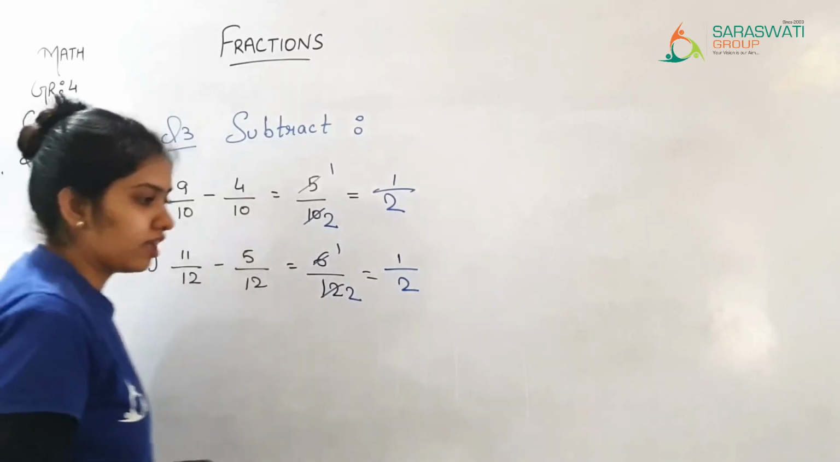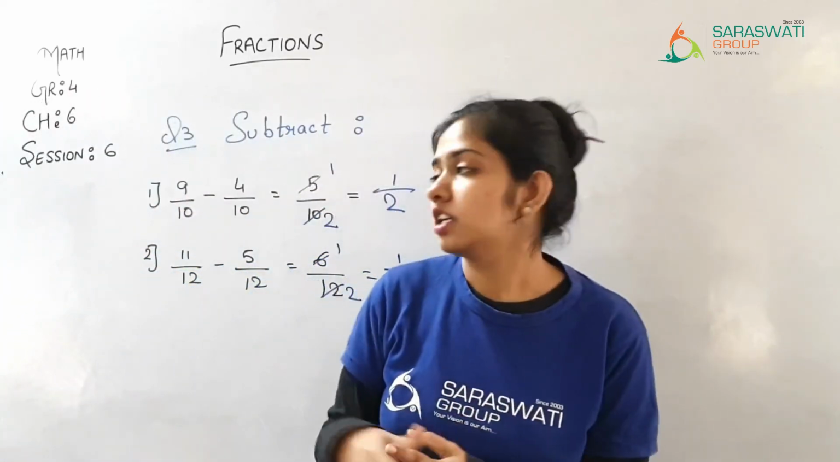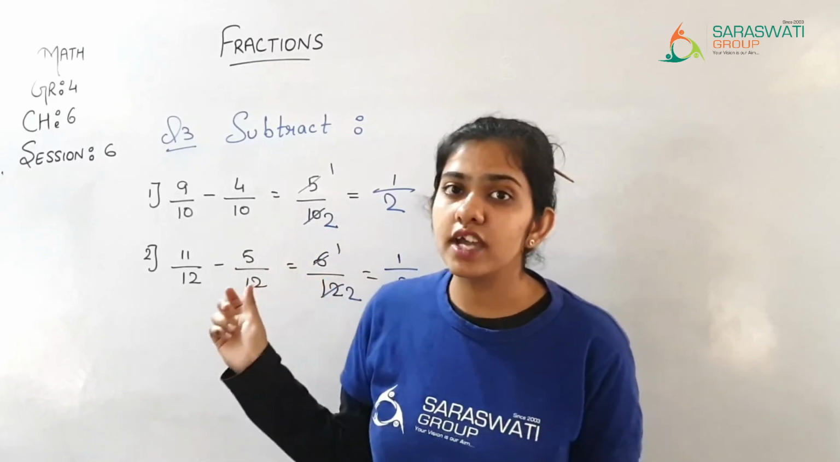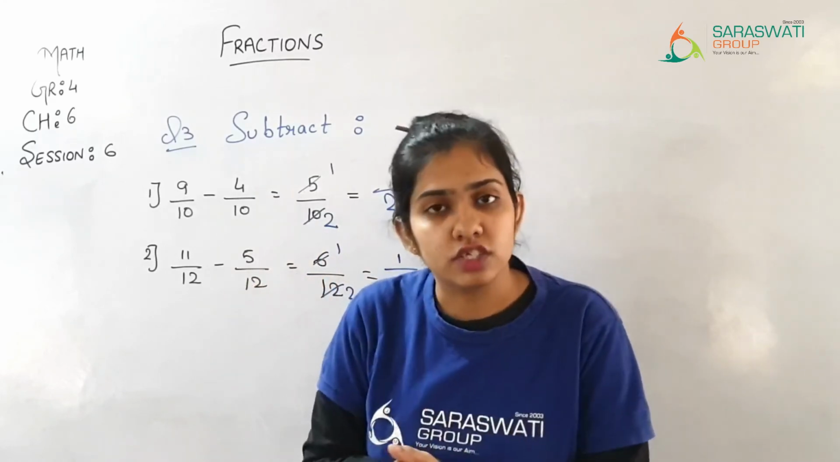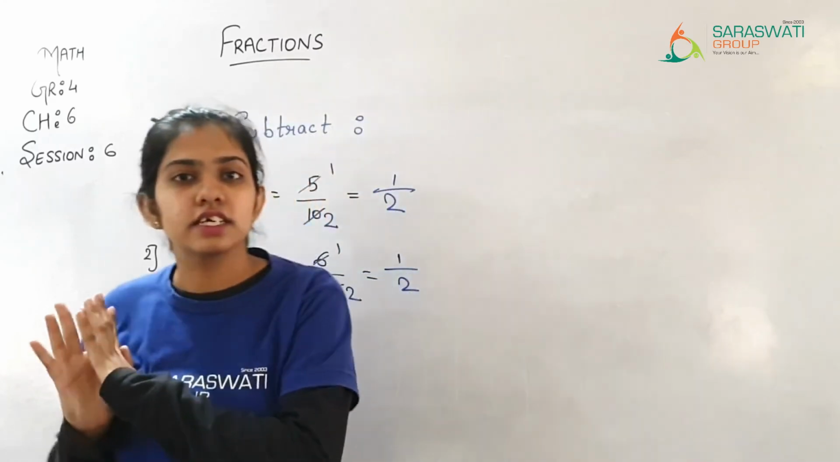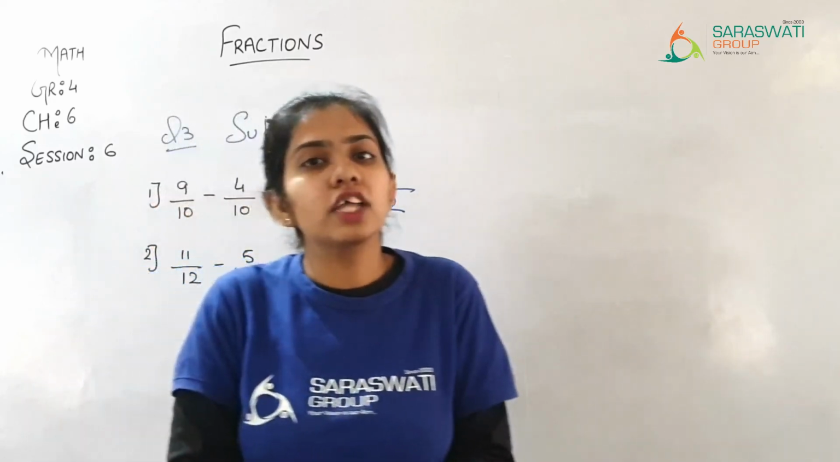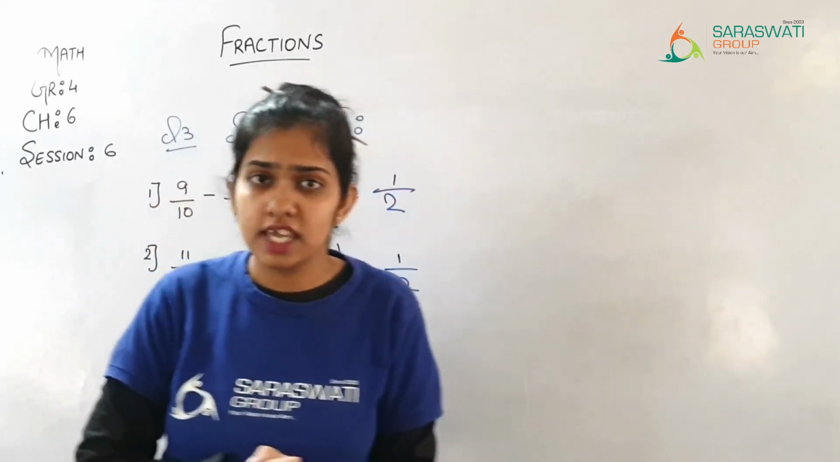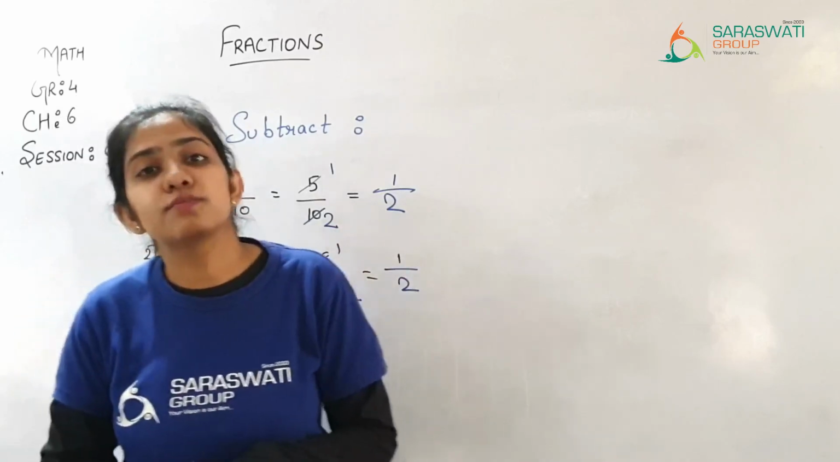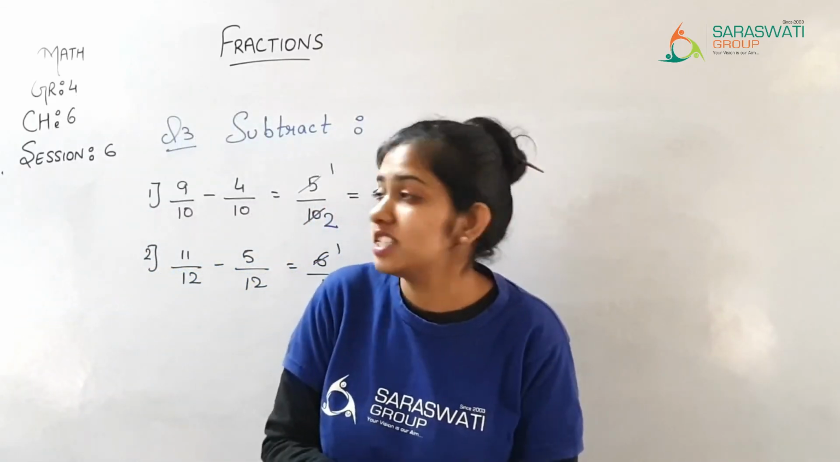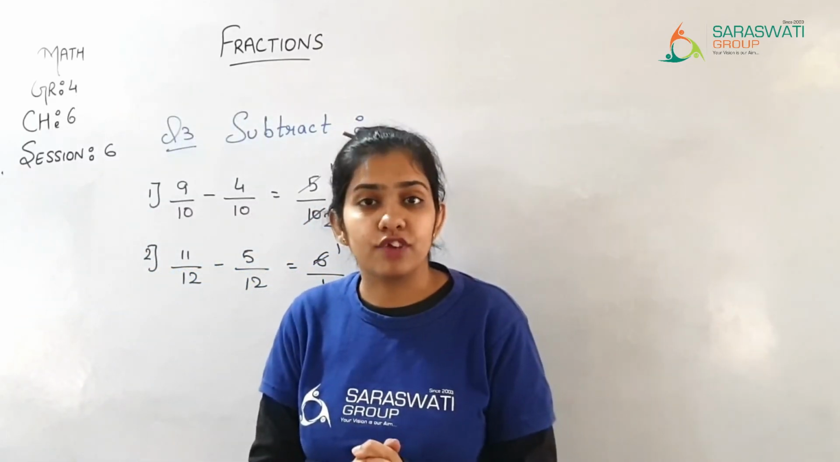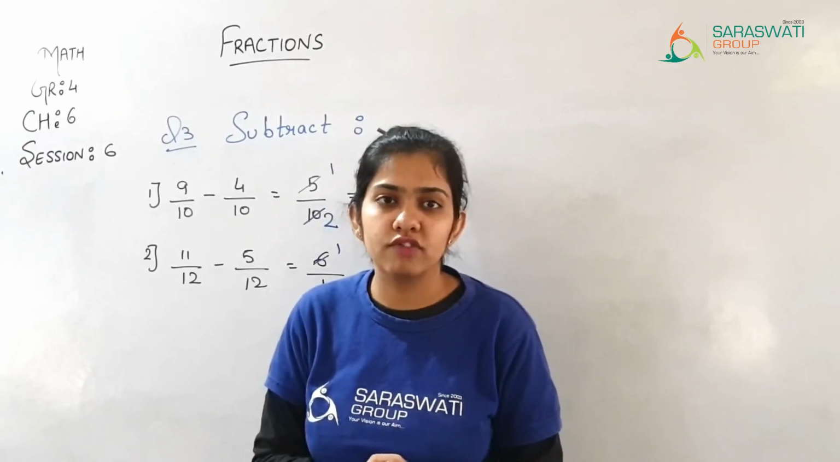So in this way, if it is possible that this fraction can be simplified, then you have to simplify. If it is not possible, then keep it as it is. अगर वो simplify नहीं होता है तो आप उसे ऐसे ही रहने दो. ठीक है? So in this way you are supposed to solve the sums of addition and subtraction of like fractions. I hope that you have understood everything.